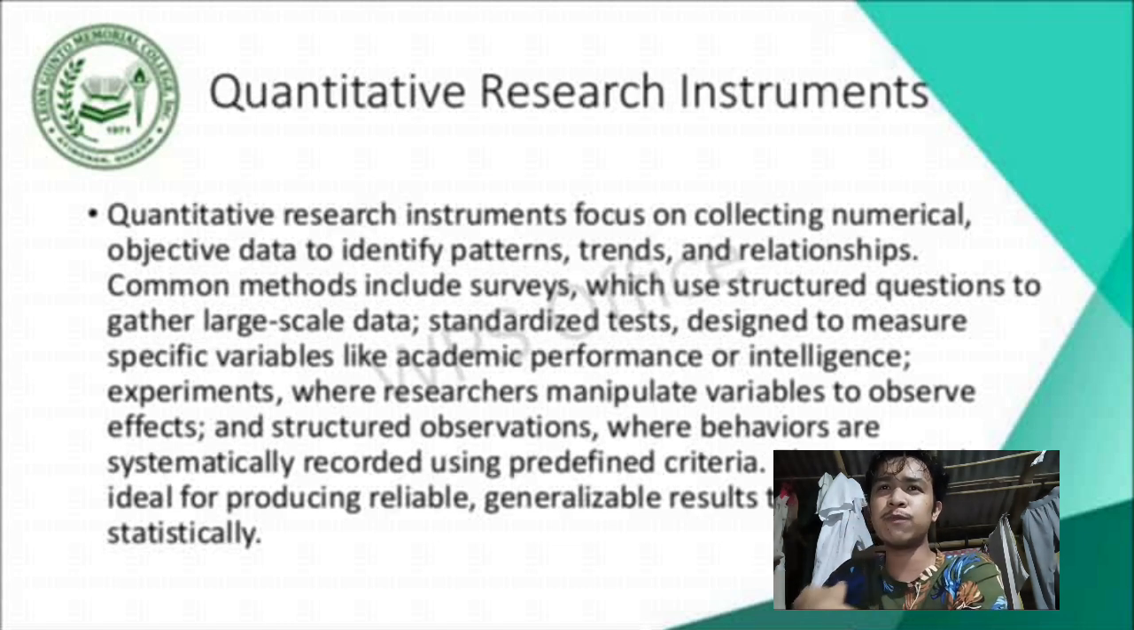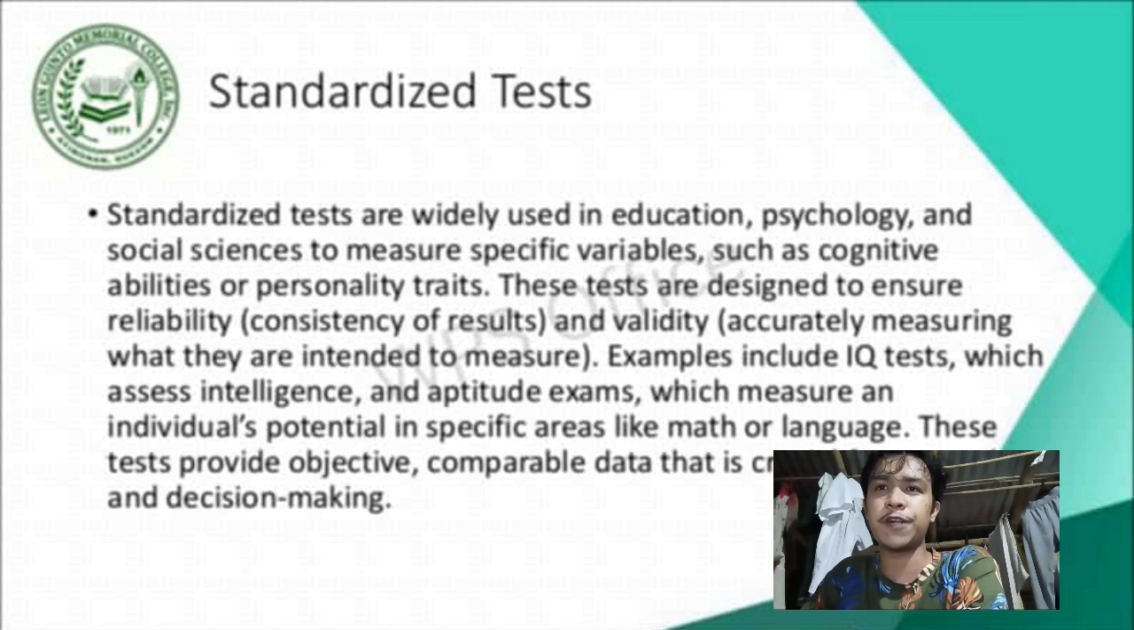Now, let's move on to quantitative research instruments. These tools are used to collect numerical and objective data. In other words, they focus on numbers, helping researchers find patterns, trends, and relationships in the data. Here are some common quantitative methods. First is surveys. These are structured questions with set answers like multiple choice or rating scales. They're great for collecting data from a large number of people. Standardized tests are carefully designed tools used to measure things like academic skills, intelligence, or specific abilities.